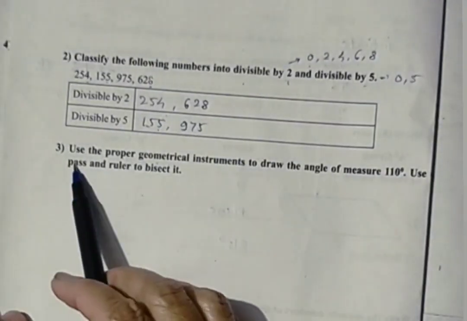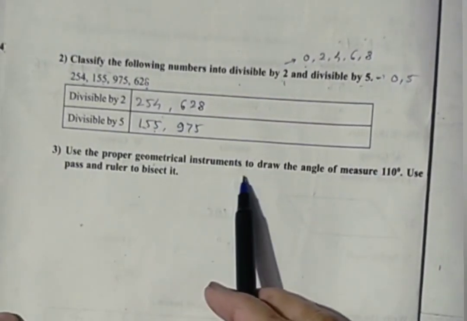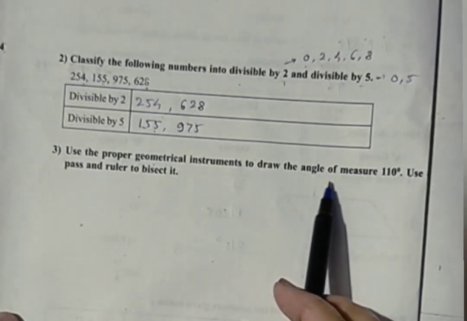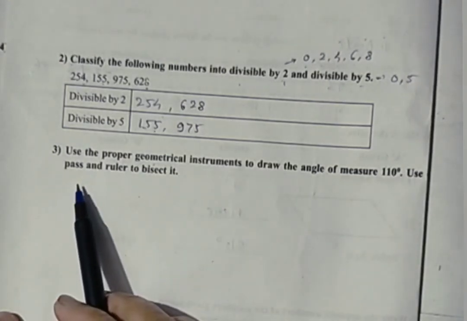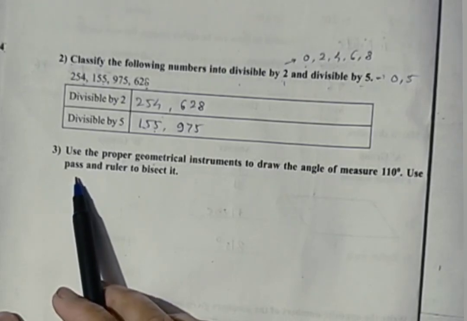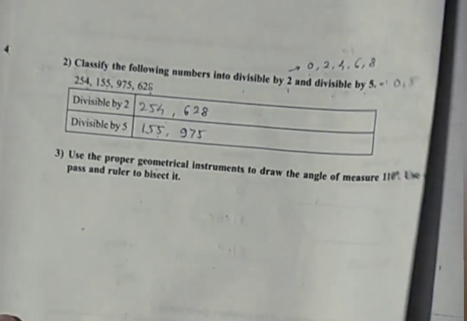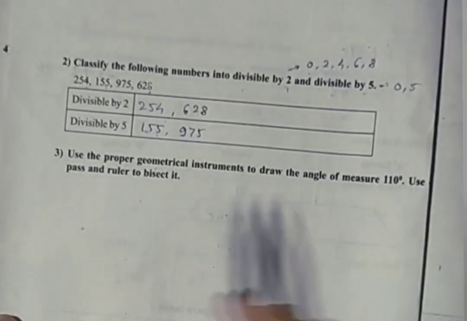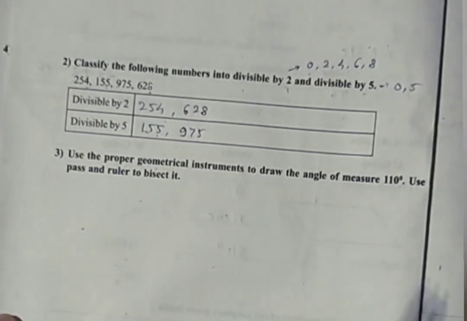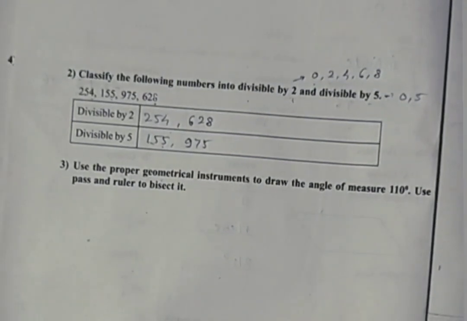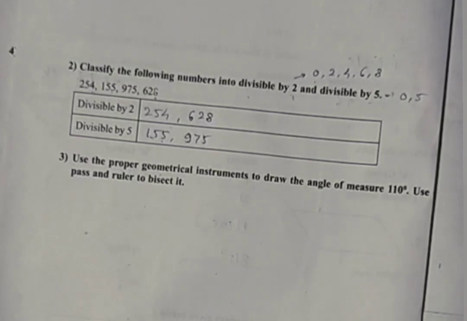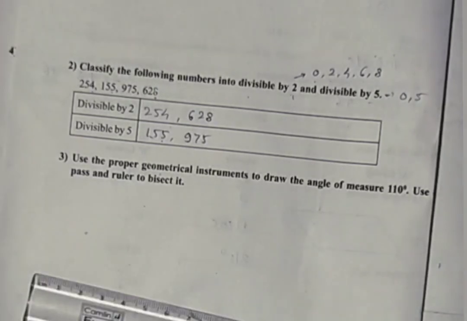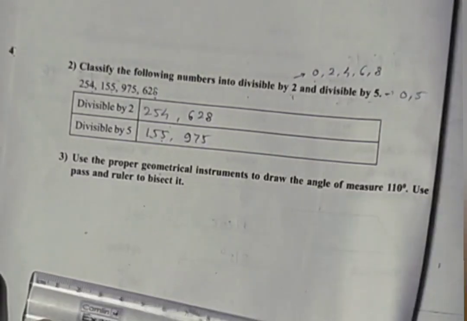Third question, use the proper geometrical instruments to draw the angle of measure 110. Use compass and ruler to bisect it. First, draw the angle of measurement 110.